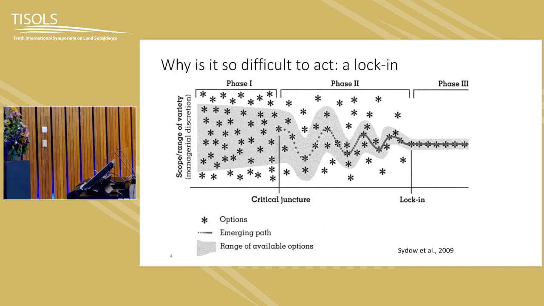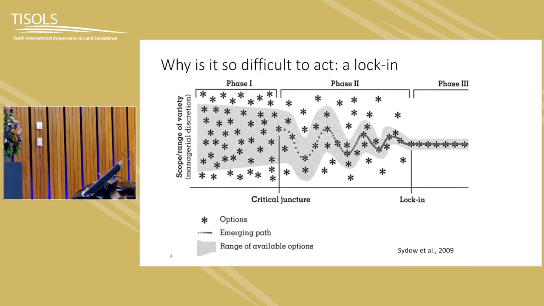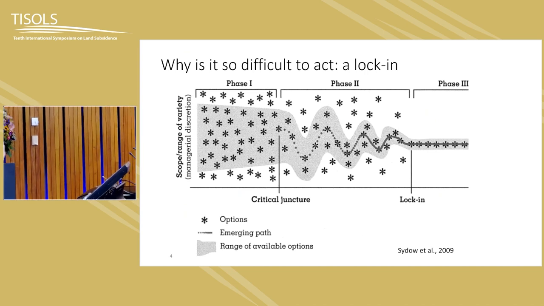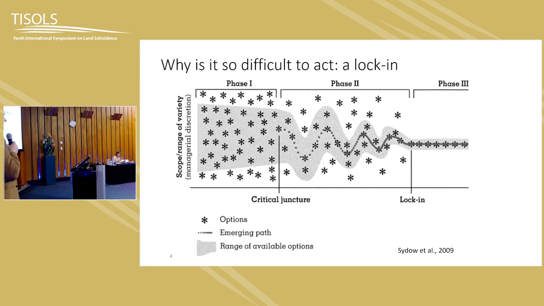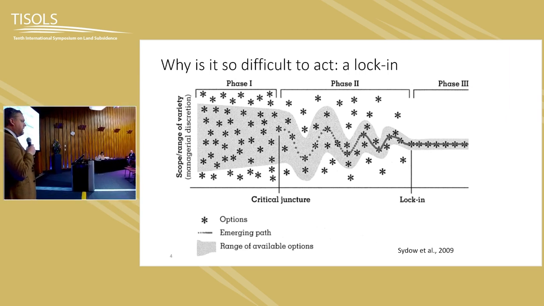And in the governance science, and I learned this from my governance colleagues, you call this a lock-in. So we are in one way of working with land subsidence, and there are no other options anymore. And that's the result of path dependency. So in this graph, on the left, all those stars are options that we had at some point in time. But by choosing and picking specific options, the other options became less likely to be picked and less suitable.